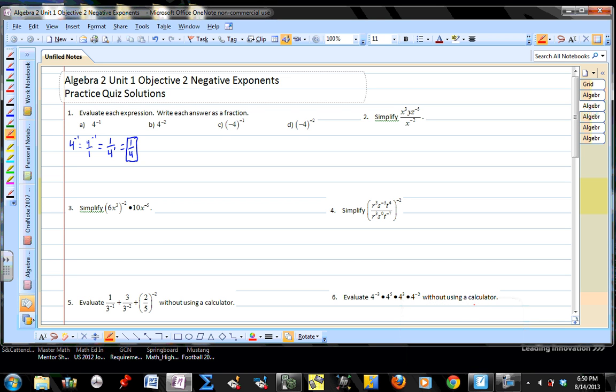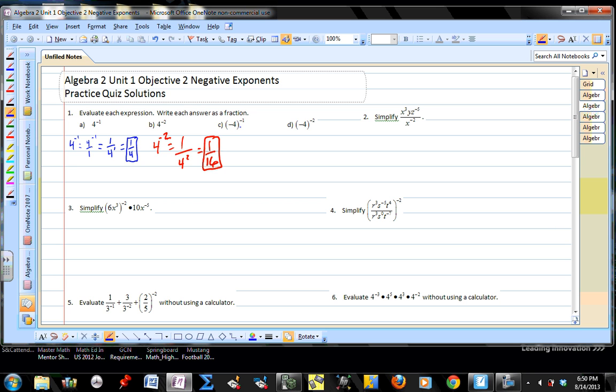So now part B, they give us 4 to the negative second power. Think of it like we did in part A, a reciprocal. So this is going to be 1 over 4 squared, which can be simplified. 4 squared is 16, so our answer is 1/16. That's our story. Now let's take a look at part C.